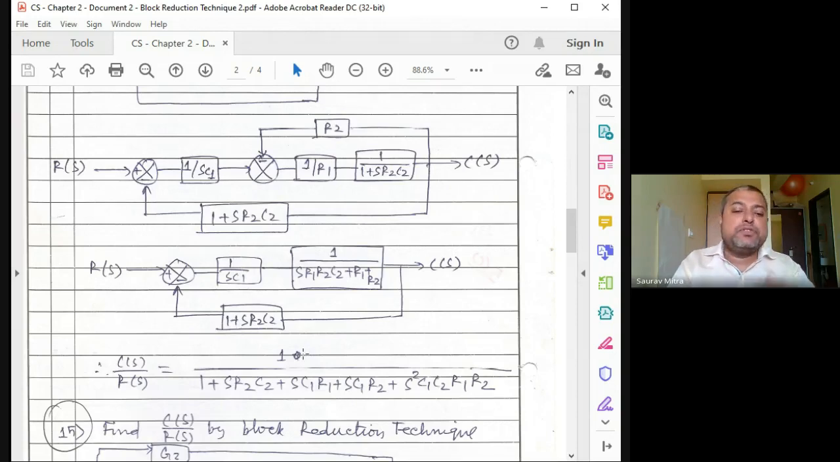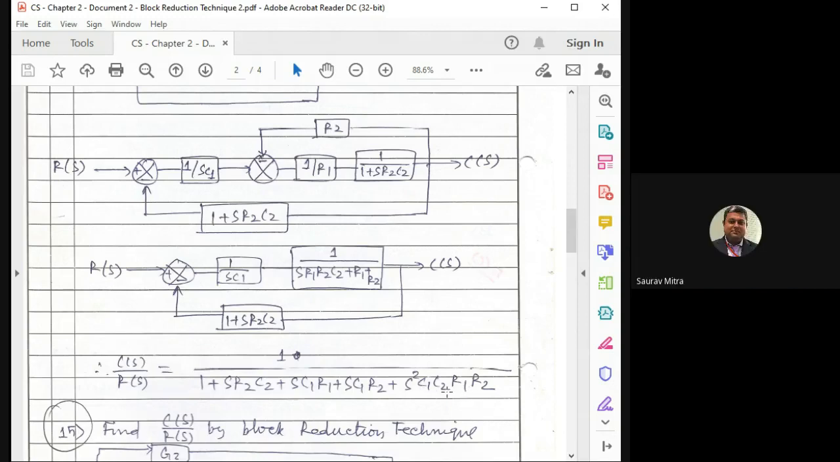and then this is the feedback path. So if you solve all, what I'm getting is 1 by SR2C2 plus SR1C1 plus SR1 R2C1 plus S square C1 R2, so all those things. So the main question is, what is the order of the system? Whatever transfer function you have found, you can check that the denominator has the highest order of S as square. That means this is a second order system.